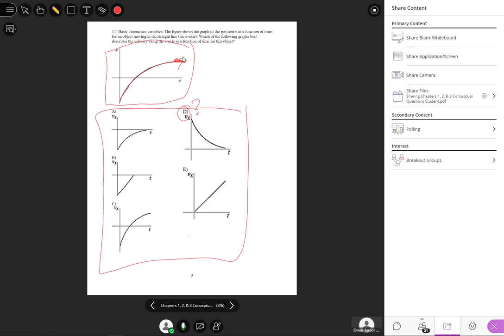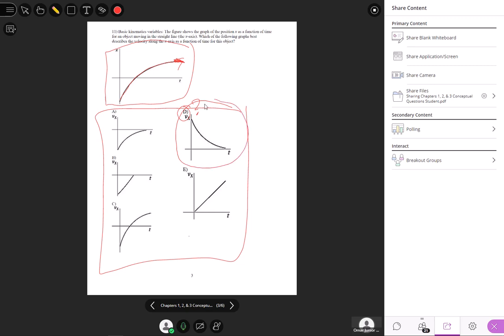Becoming constant. And if the displacement is becoming constant, what's happening to the velocity? If you have no change in displacement, do you have any velocity? In other words, if you're traveling along and your displacement stops changing, you've stopped displacing. So your velocity should be going close to 0, right? So D is correct. This is the correct answer.